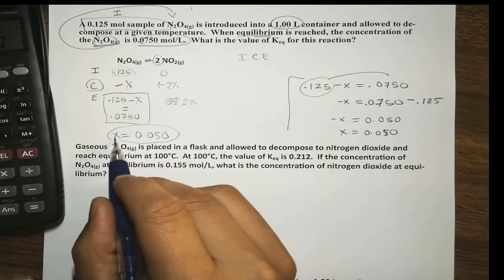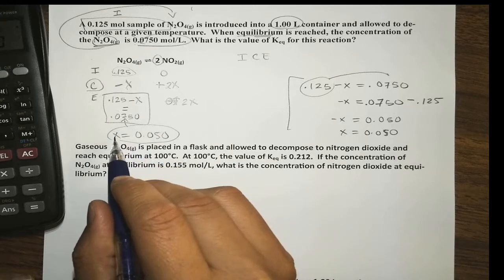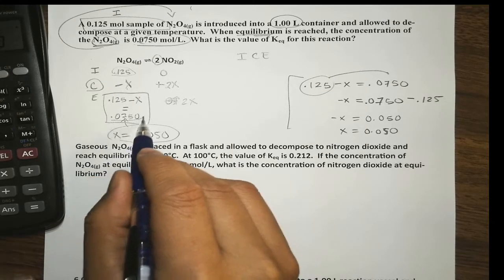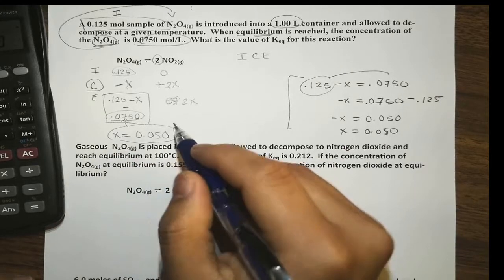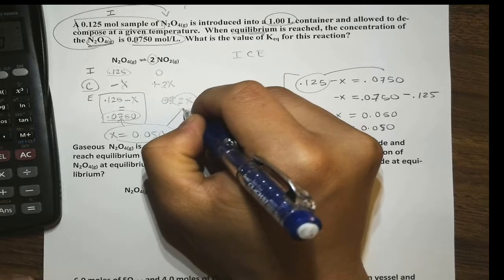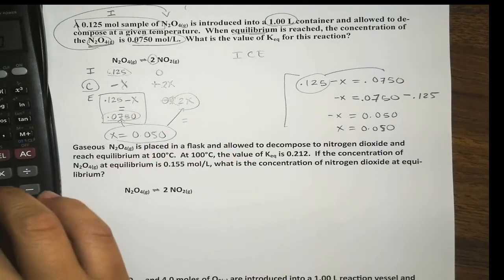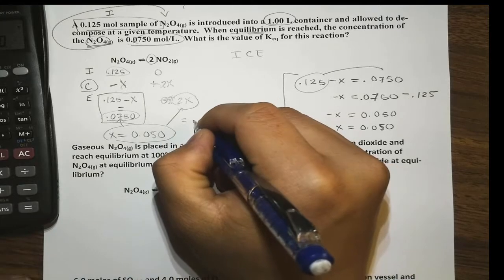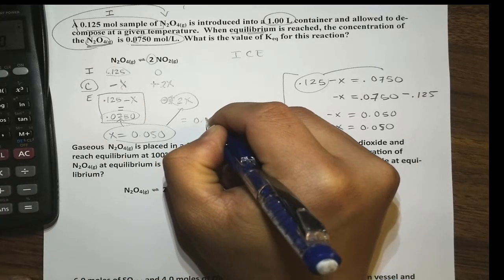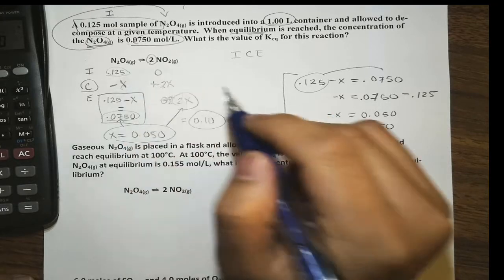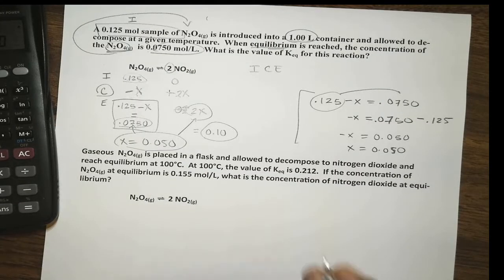Now, keep that in mind. This is not equal to that right there, okay? The equilibrium concentration of N2O4 is this one. But with X now, we can solve for the other. All you have to do is just plug it in, which gives us 2 times 0.050, which gives us 0.10. And that is the concentration of NO2. You see how that works.